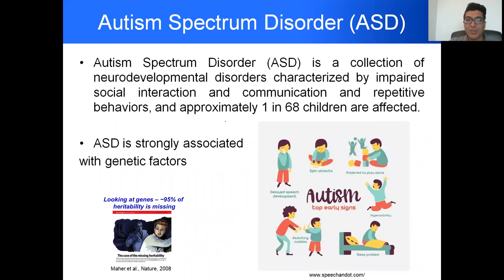Autism spectrum disorder, or ASD, is a collection of neurodevelopmental disorders characterized by impaired social interaction and communication and repetitive behaviors, and approximately 1 in 68 children are affected. ASD is strongly associated with genetic factors. However, it is still unclear whether the disease is caused by a single associated gene or by multi-gene interaction, which is referred to as missing heritability.